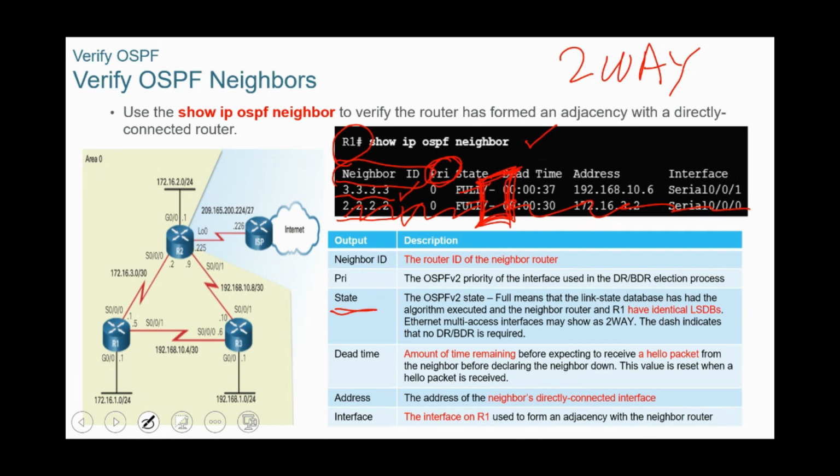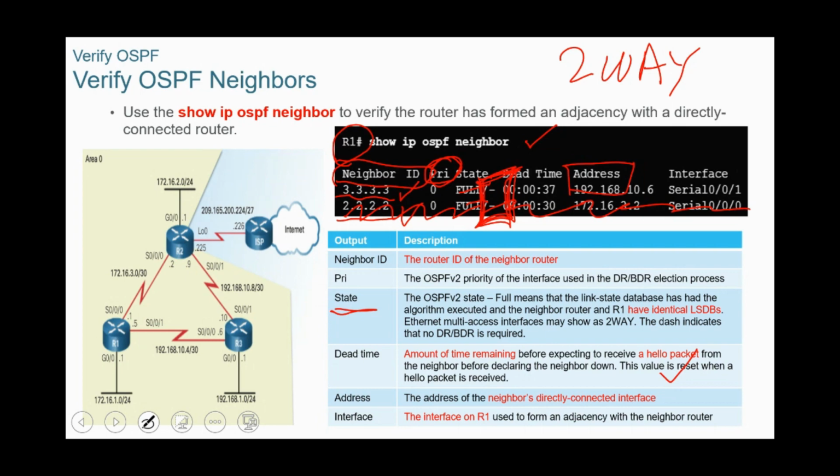Okay, and what is the dead time? The dead time is the amount of time remaining before expecting to receive a hello packet, which we already discussed just now as the dead interval. So this is what we call dead time. And you have the address. This address here represents the address of your neighbor's directly connected interface. So it's not the address of yourself, but the address of your neighbor.